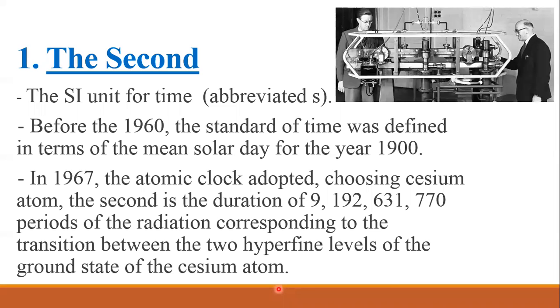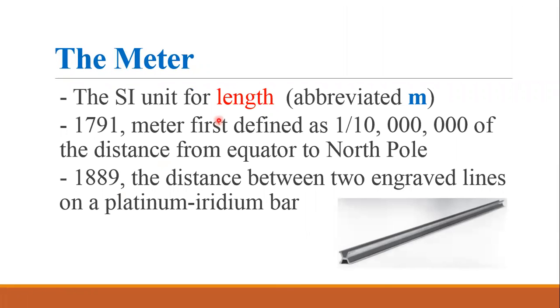Okay. So accuracy in the fundamental units is essential. Why essential? Because all measurements are ultimately expressed in terms of fundamental units and can be no more accurate than are the fundamental units themselves. Okay, so that is about the second. We have the meter. Meter is the SI unit for length, abbreviated by M. And the meter's definition has also changed over time to become more accurate and precise.